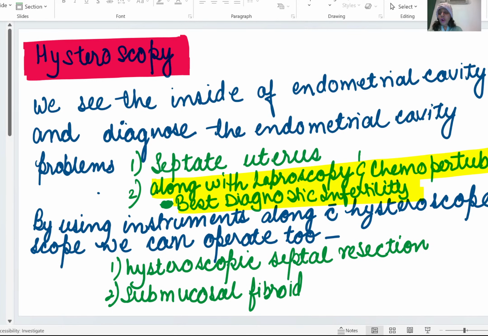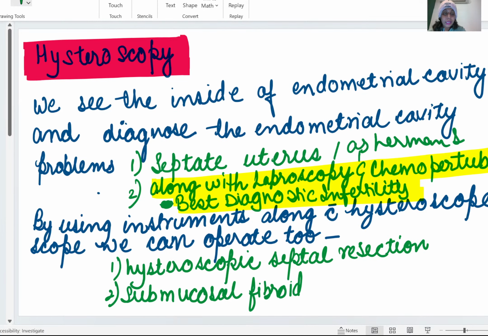So, what problems are basically limited to the endometrial cavity? It is diagnostic for septate uterus. And it is also diagnostic for Asherman syndrome, where we see adhesions. So it is diagnostic for endometrial cavity problems.